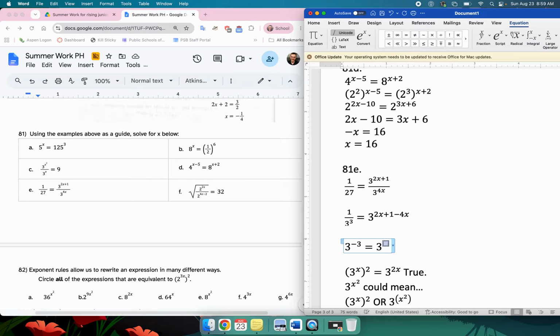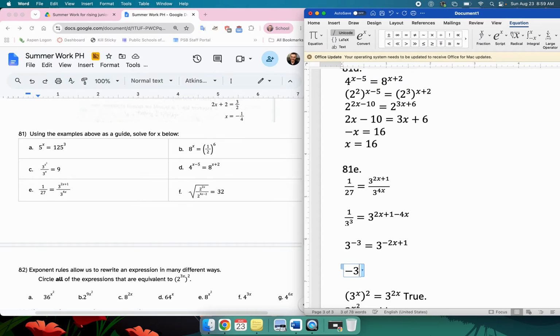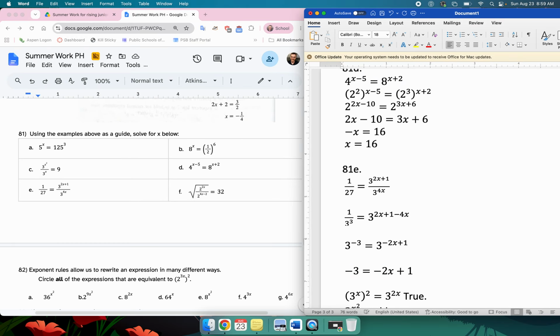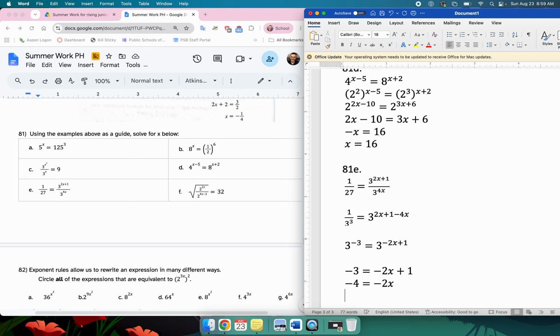The right-hand side, 2x plus 1 minus 4x, that's -2x plus 1. Okay, now I've got the same base. I can equate the exponents. So negative 3 is equal to negative 2x plus 1. Subtract 1, I get negative 4 is equal to negative 2x. Divide by negative 2, I get x is equal to 2.